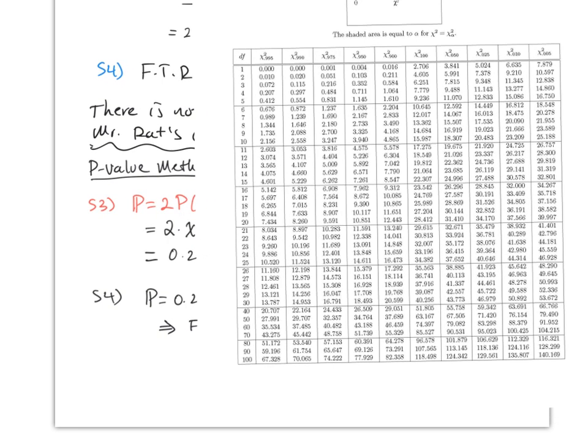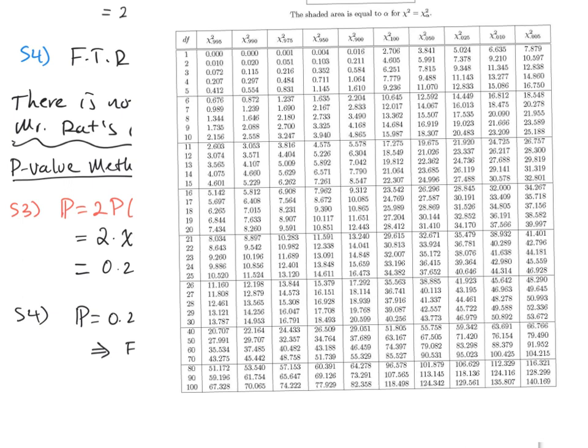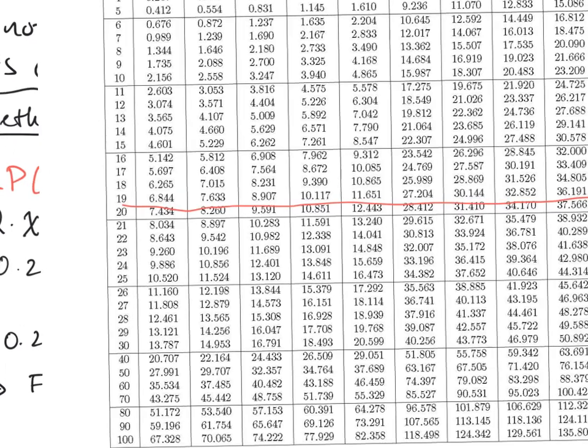How many degrees of freedom we have? How much was it? 19, right? So you look to 19. This is 19. What's the value we're trying to find? 25.9, which is technically 26, right? So 25.9 will be here.